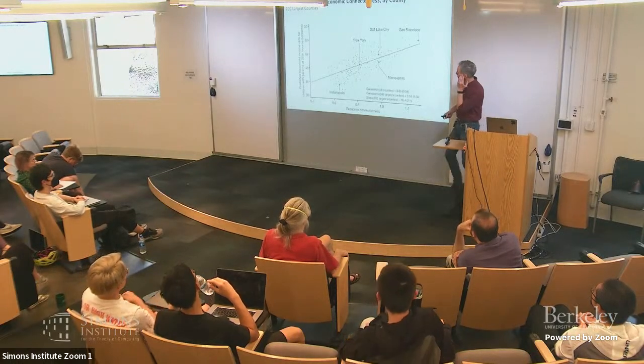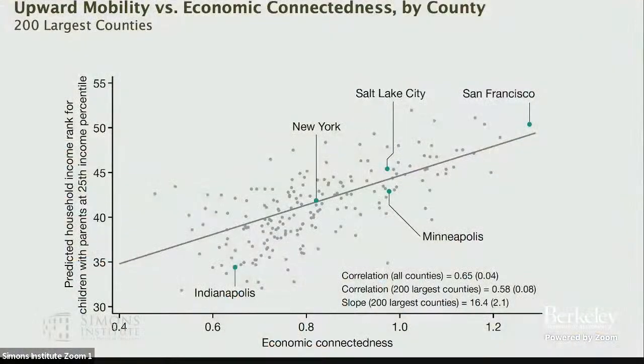Okay, so the basic question is, does economic connectedness predict household income rank? Take again these poor kids: a kid that grew up where their parents were at the 25th percentile, and ask what their eventual income is. So how wealthy are the poor kids growing up to be? In places with less homophily, so higher connectedness, you see higher mobility. Places with low connectedness, high homophily, you see low mobility. Okay, so that's the basic relationship here.